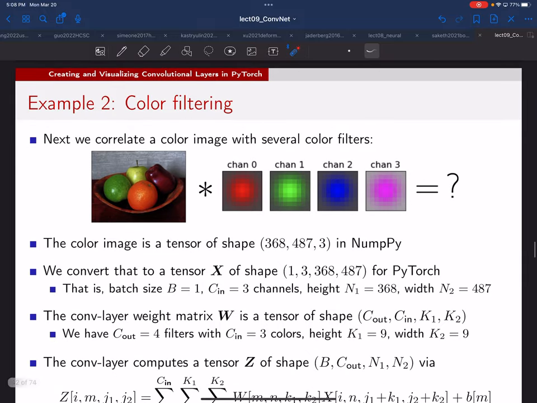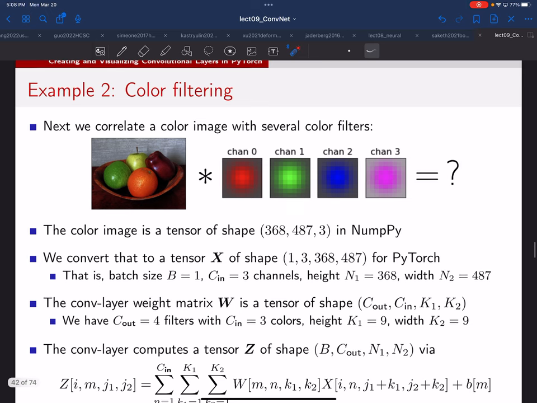Okay, so then I'll save this for next time. We can do a more sophisticated example where we have a color image. We want to have 4 different output channels. In each one, we essentially want to convolve this with a red kernel, with a green kernel, with a blue one, with a pink one. And we'll see how we can do that in PyTorch.